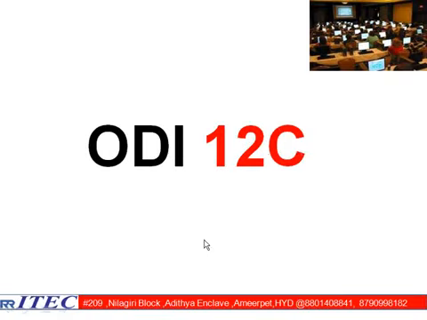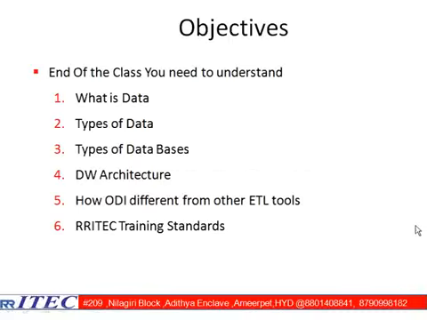We need to understand all these things. So as part of this 12C demo 1, we are going to understand these things. Next one is data warehousing architecture. Data warehousing architecture is common for any combination of the tools.